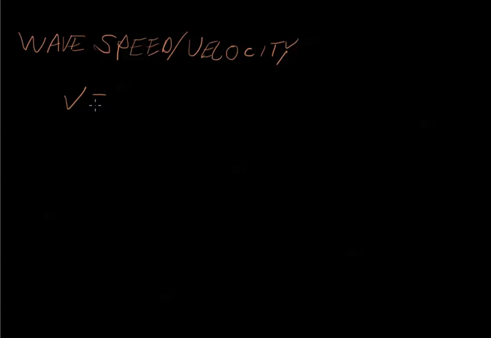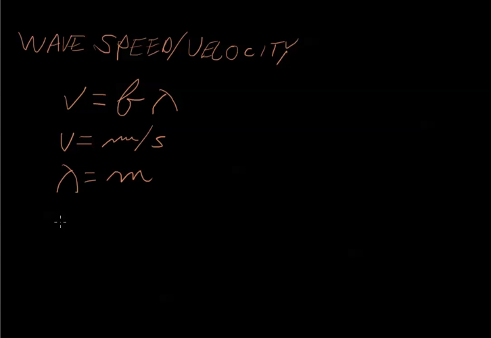Well, wave speed or velocity is v for velocity equals the frequency times the wavelength, or lambda there. So let's take a look at a couple of these terms here. We know velocity, the standard unit is meters per second. Wavelength, again, the standard unit in the metric system is going to be meters. But let's look at this term called frequency.